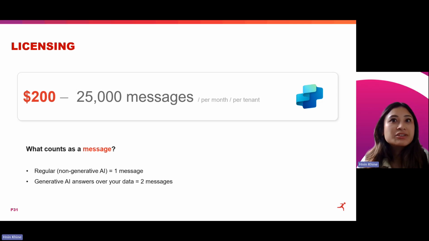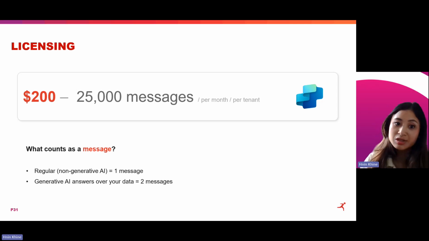So when we talk about messages, what does that mean? A message is a regular message. For example, if a user asks a Copilot a question and there's a pre-configured topic, that would count as one message. However, if there is generative AI involved within the answer itself, that counts as two messages. So I just wanted to quickly highlight the licensing perspective of Copilot Studio itself.